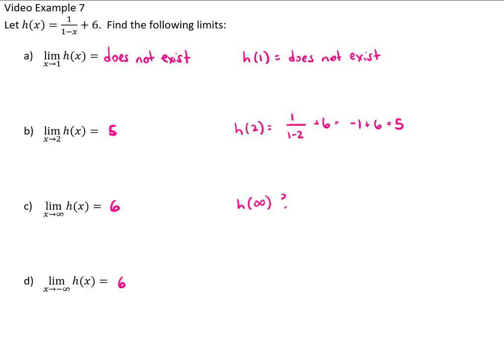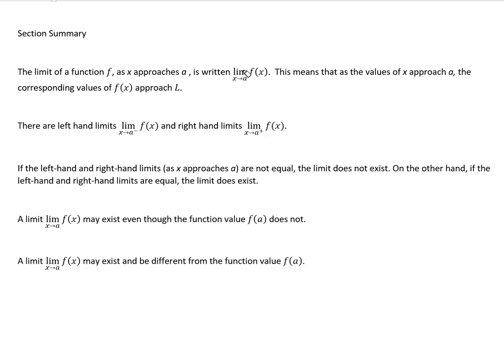That's a lot to take in for this section, so let's just review some of the rules. To review this section, we want to talk about the notation, writing the limit of f of x as x approaches a under the word limit, and then knowing that we have left-hand limits coming from the negative side and right-hand limits coming from the positive side. If my left-hand limit and my right-hand limit are not equal, then the limit does not exist. However, if they are equal, then the limit does exist and the limit matches them.